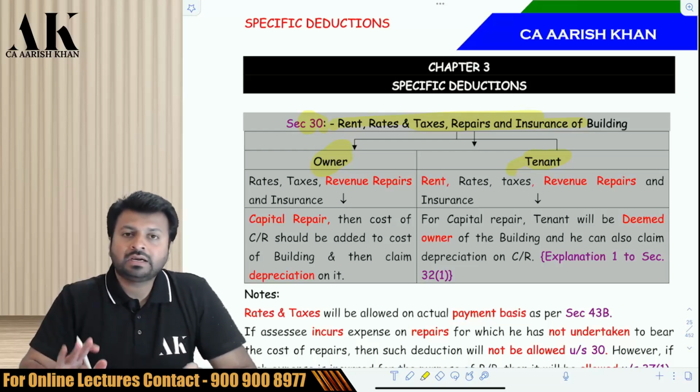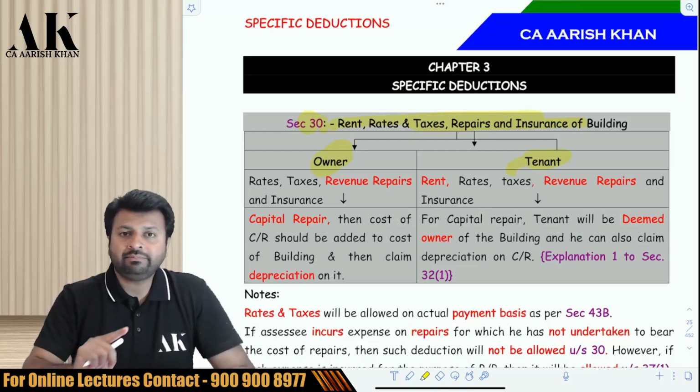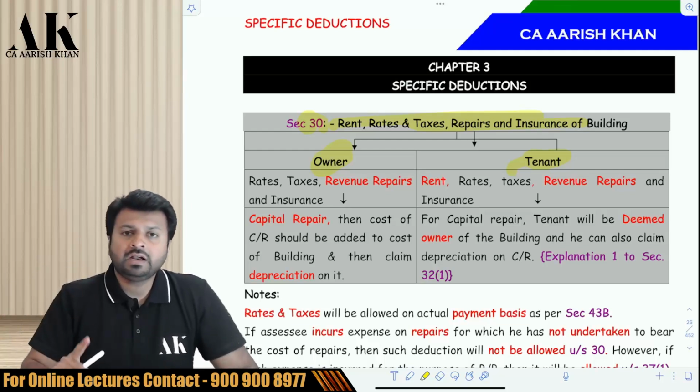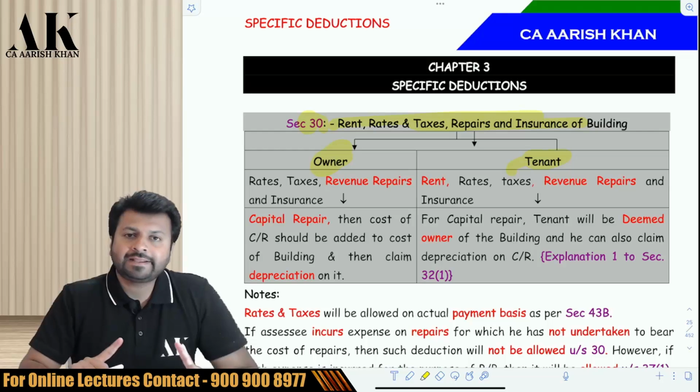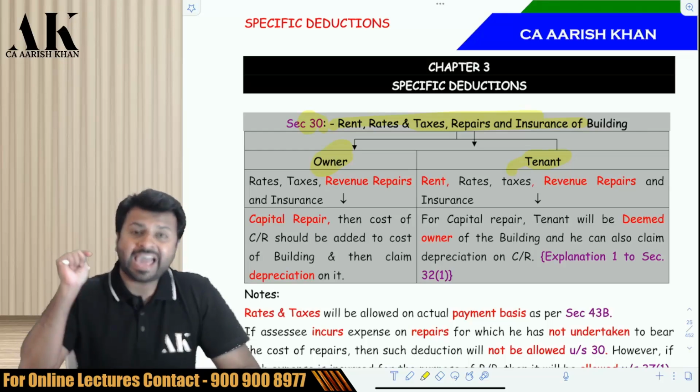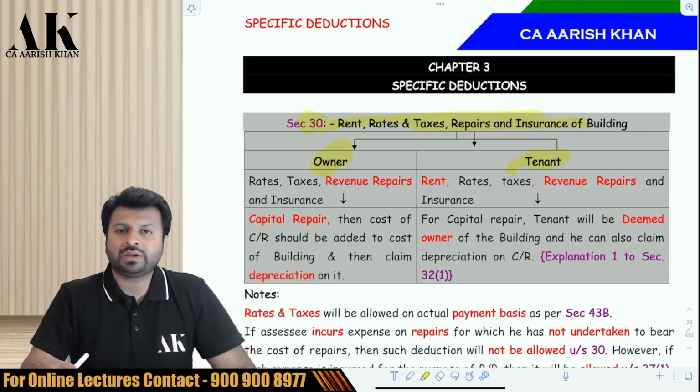The second thing, rates and taxes. If you want the deduction, I am making an interlinking with section 43B. If you want a deduction of rates and taxes, then the rates and taxes have to be actually paid. It cannot be allowed on an accrual basis. It has to be actually paid by the assessee. Then only it shall be allowed as deduction.